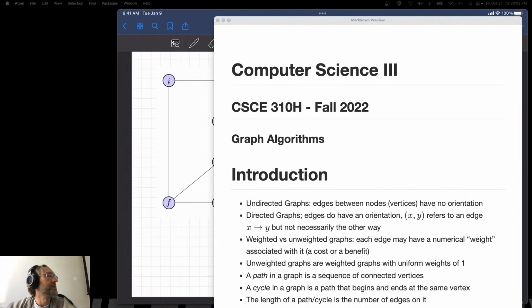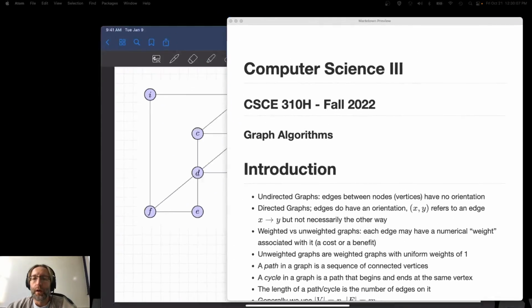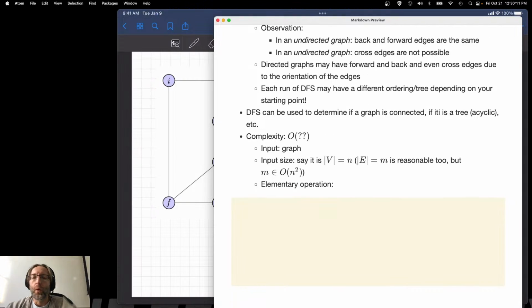All right, so today we're just going to finish up with DFS and move on to BFS, breadth first search. We left the discussion off on Wednesday talking about what the complexity of DFS is. And so clearly the input is going to be the graph. And the input size is, you can either think of it in terms of the number of vertices, n, or you can think of it in terms of the number of edges, m.